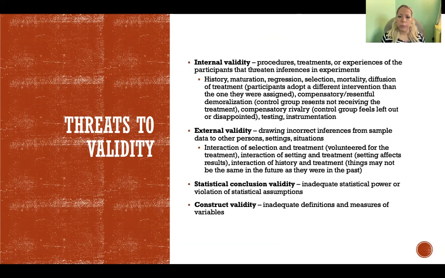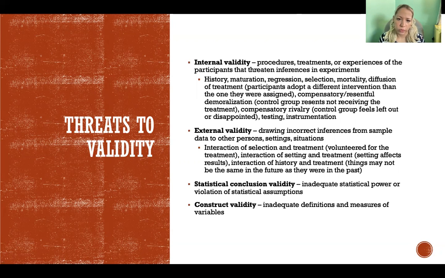So if your participants have had some kind of personal history, or if, let's say, they die in the middle of a longitudinal study where it's taking place over time, and so you lose that participant. Or diffusion of treatment is when participants adopt a different intervention than the one they were assigned to. So maybe participants are put in the control group, but they're seeing that the treatment is working for the other group, and so they adopt that intervention when they're not supposed to. So that could be a problem.